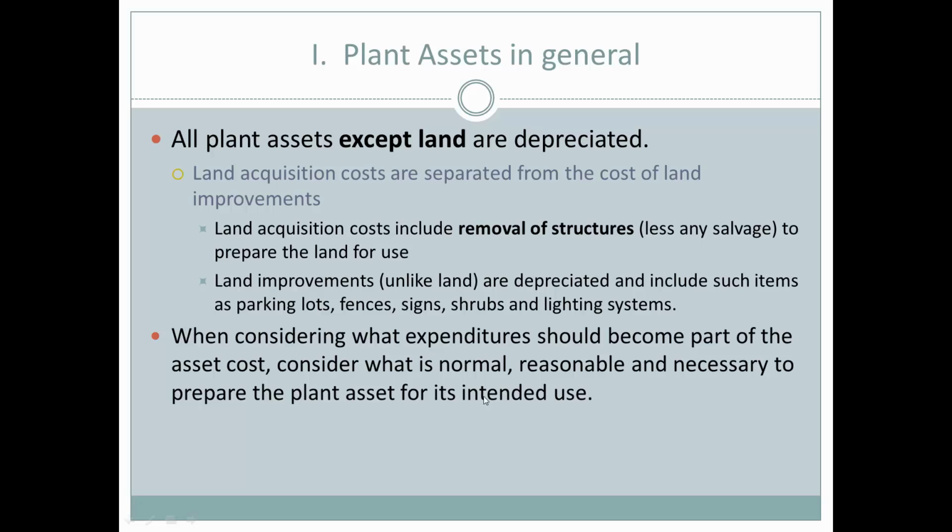However, if you're trying to speed something to a work site as part of the cost of an asset in order to place it into service, and you receive a speeding ticket, then that would not be considered normal, reasonable, or necessary to prepare the plant asset for its intended use.